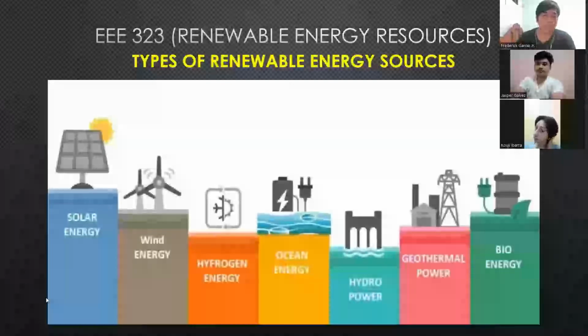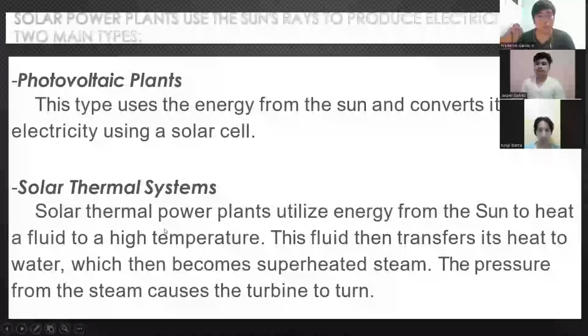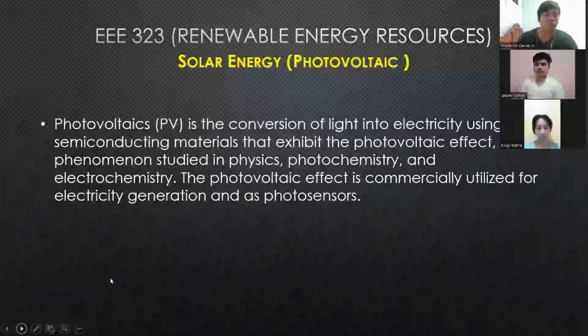Now there are two main distinctions or types of collecting solar energy. One is photovoltaic plants, which use the light energy from the sun and convert it directly into electricity using a solar cell. Now there are solar thermal systems, which use the thermal energy from the sun to boil water in order to spin a turbine. First, we'll be tackling the photovoltaic types of solar power plants.